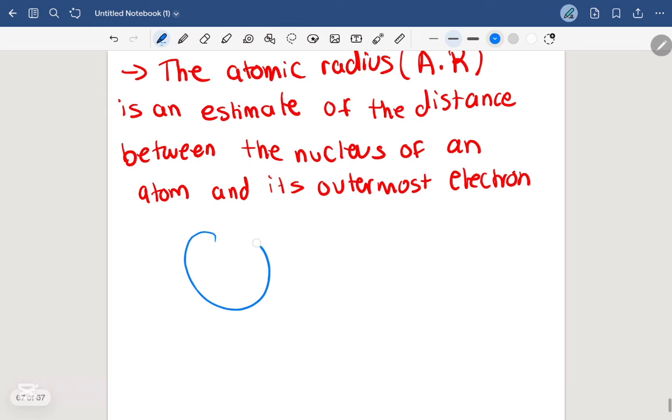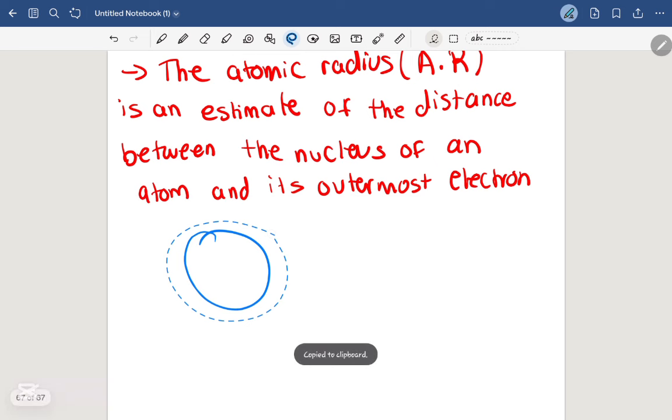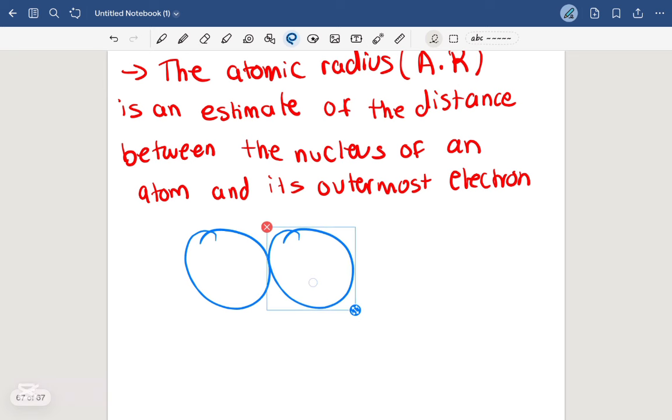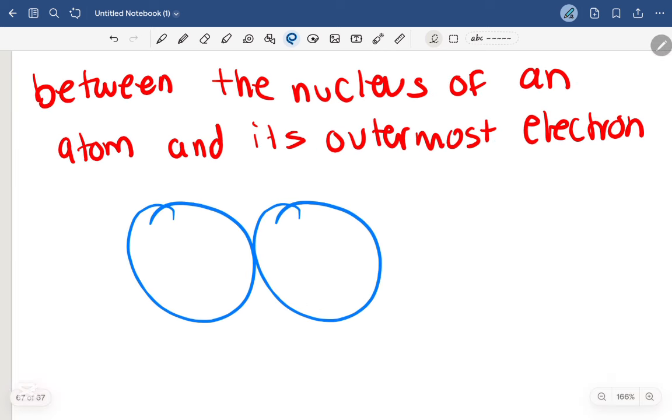They will have two identical atoms. Because they're identical, I'm going to copy this, move it, then paste. So they're two identical atoms next to each other, side by side. They will draw their nucleus. We have a nucleus over here and a nucleus over here. So how exactly do scientists calculate this value? They take two identical atoms bonded together, and then they take the distance from one nucleus to the other nucleus.